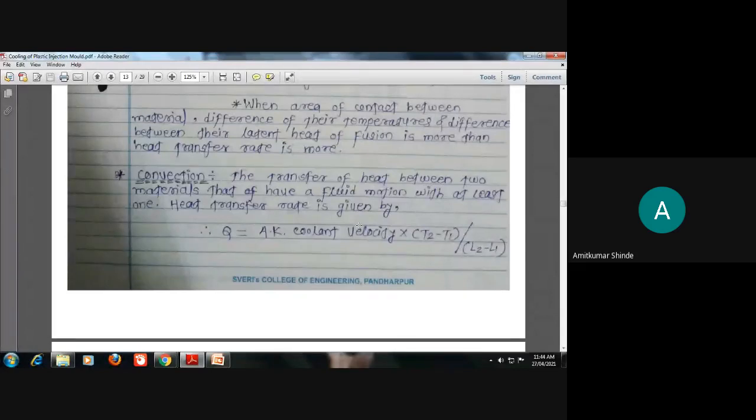This heat removed will come into the convection mode, and this heat removed is given by this expression, that is Q is equal to A into K into the coolant temperature. This is the formula for the heat removed by convection.